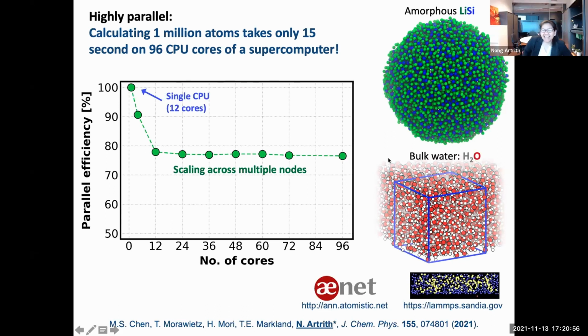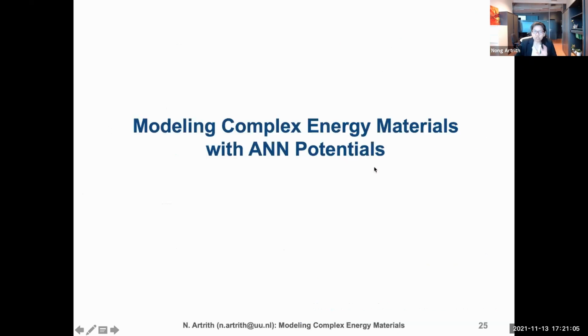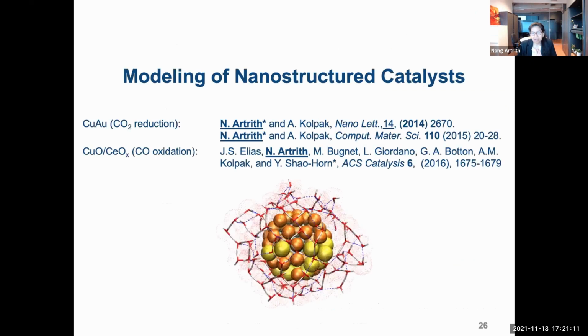Okay, great. I think I'm more or less done showing the methods, but I can briefly show how we apply the method to real applications. I will not talk about the science, but just want to show how our model can address complex energy materials. The first model is copper gold nanoalloys, which is a good catalyst for CO2 reduction. And the quick system that I will show is copper oxides, which is a good catalyst for CO oxidation.